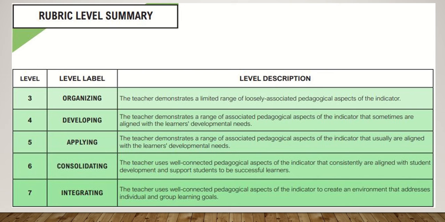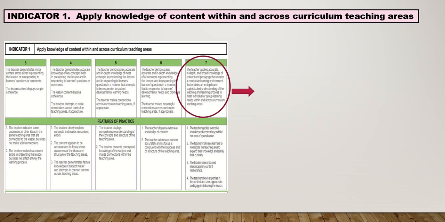6 for consolidating: if the teacher uses well-connected pedagogical aspects of the indicator that consistently are aligned with student development and support students to be successful learners. 7, integrating: if the teacher uses well-connected pedagogical aspects of the indicator to create an environment that addresses individual and group learning goals. So the lowest score is 3 and the highest is 7. Now let's discuss each indicator.